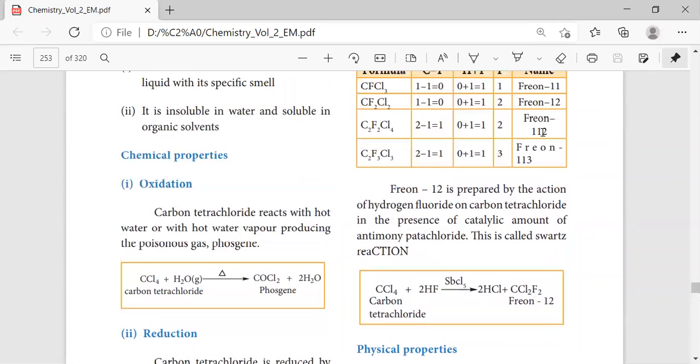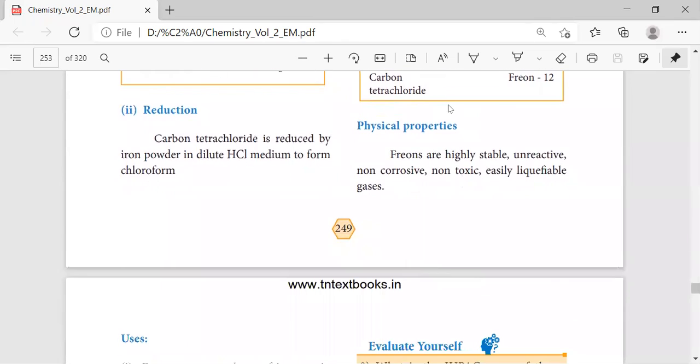Okay. Now here you see this freon 11, freon 12. This will be prepared by the action of hydrogen fluoride on carbon tetrachloride in the presence of the catalyst antimony pentachloride. This reaction is said to be Swarts reaction. Here HCl and CCl2F2. This is said to be freon 12. Now comes physical properties. These freons are highly stable, unreactive, non-corrosive, non-toxic, and easily liquefiable.